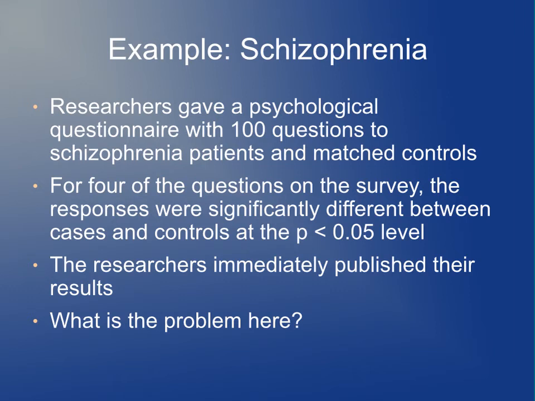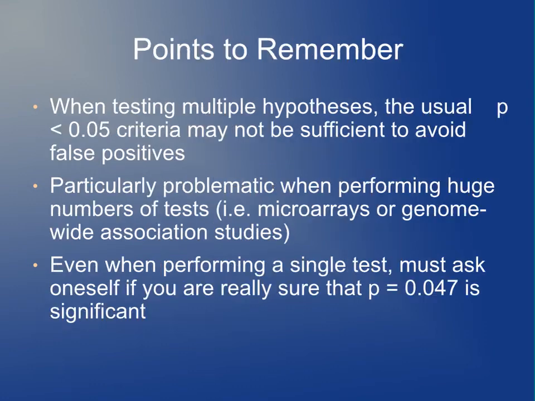What's the problem here? Well, if you think about it for a minute, if you do 100 different hypothesis tests and you're wrong 5% of the time, then you would expect about 5% of 100, or about 5, of the significant findings to be false positives. In this case, 4 of the things were significant, which is about what you would expect due to chance. Sure enough, these findings turned out to be spurious and were never reproduced.